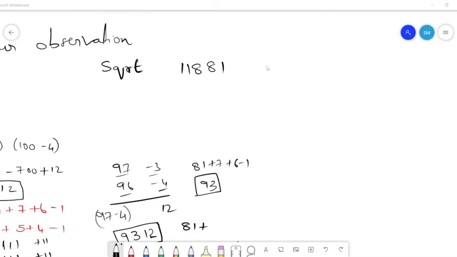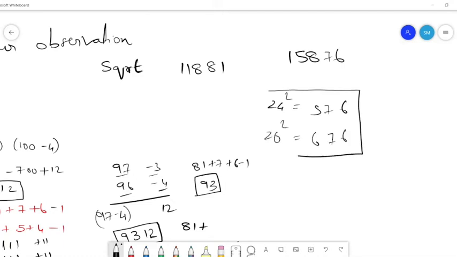Can you come up with a rule of how to handle this? Okay, Kauri ma'am has given a rule. Now you need to know a little bit more squares, at least up to 30. Let me reveal. 24 squared is 576, and 26 squared is 676, written here.